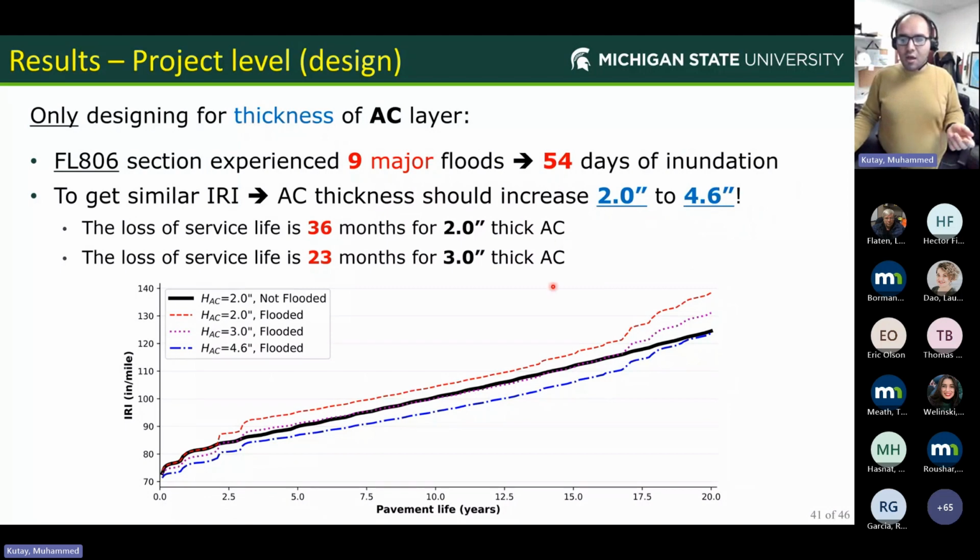And you can also analyze different scenarios. For example, if you increase the thickness from 2 inches to 3 inches, you can reduce the 36 months of loss of service life to about 23. So it's quite an impressive improvement as well. But this is one of the main applications of the UPDAPS-Flood model at the project level.